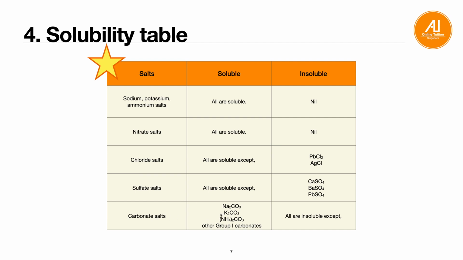Next one, carbonates. All these three carbonates and other group 1 carbonates are soluble, whereas the rest are all insoluble. So usually I'll just memorize this one and this one. So these are the more unique ones. Whatever you did not memorize, most likely they will be soluble. So these two, we'll just watch out. Chloride salts and sulfate salts, very common, they will come out. And most carbonates are insoluble except for these three, sodium, potassium, ammonium, and other group 1 carbonates.